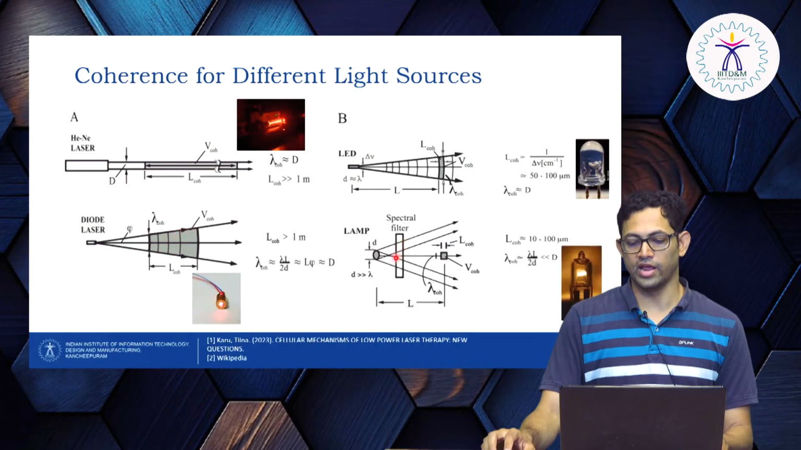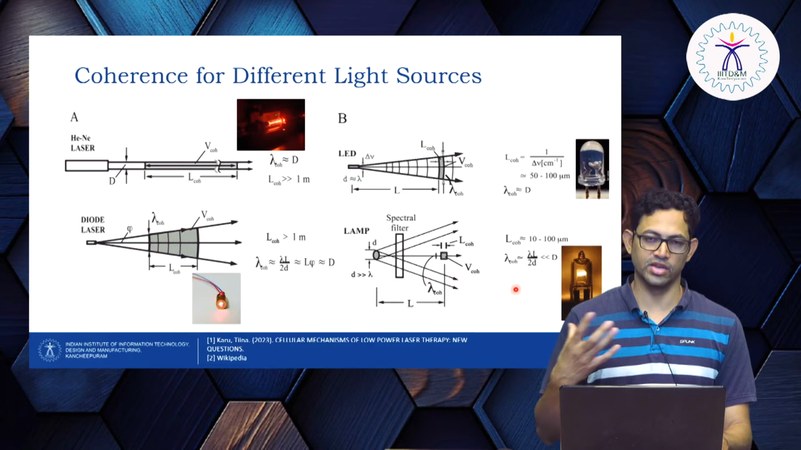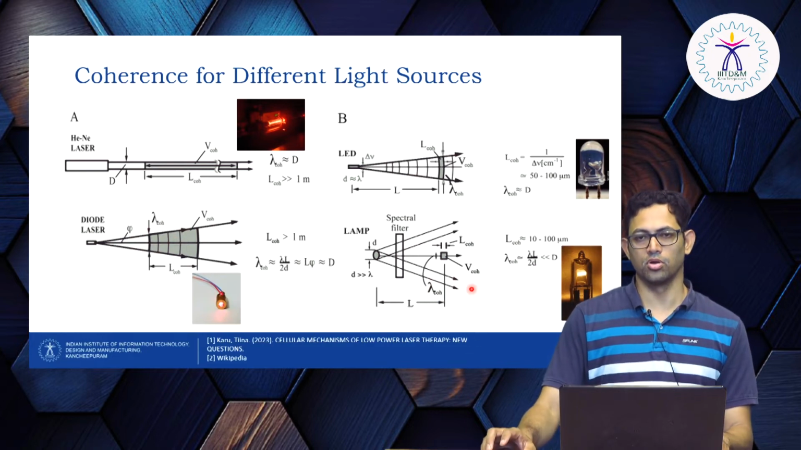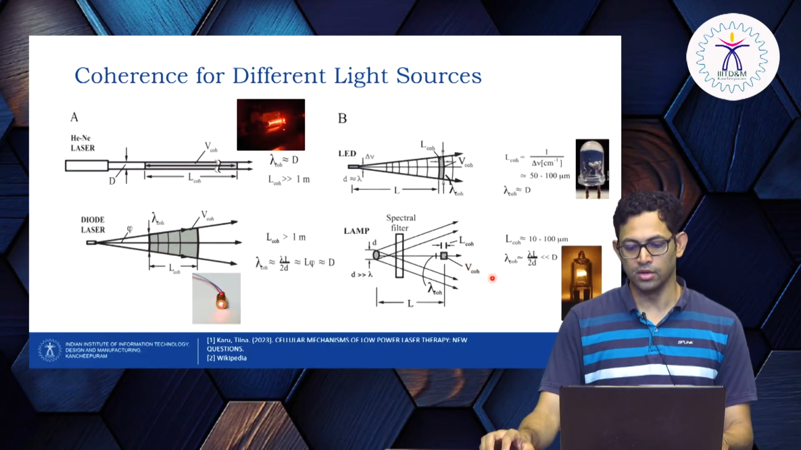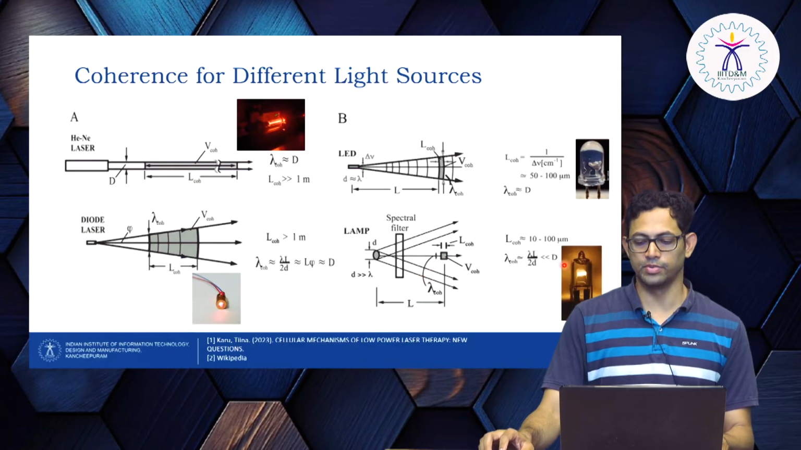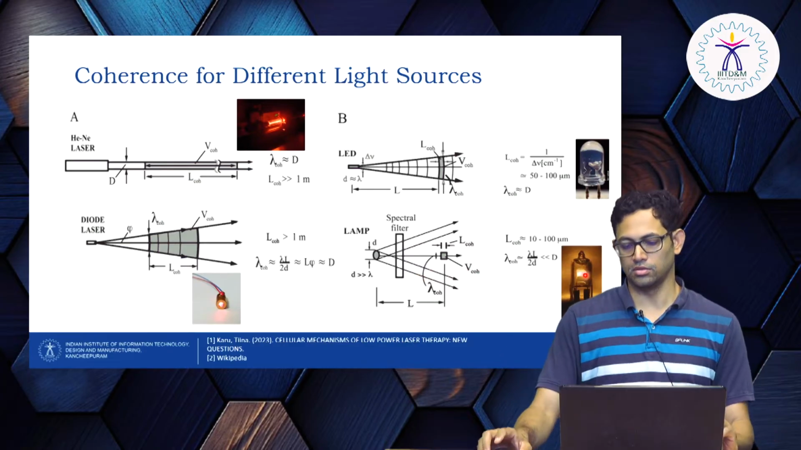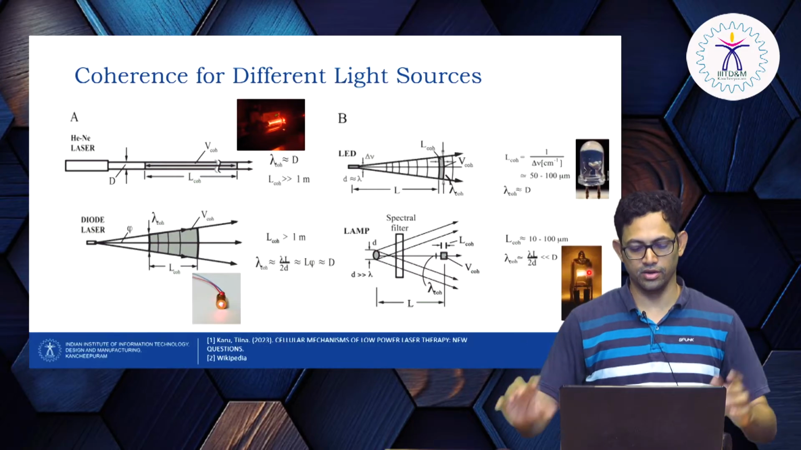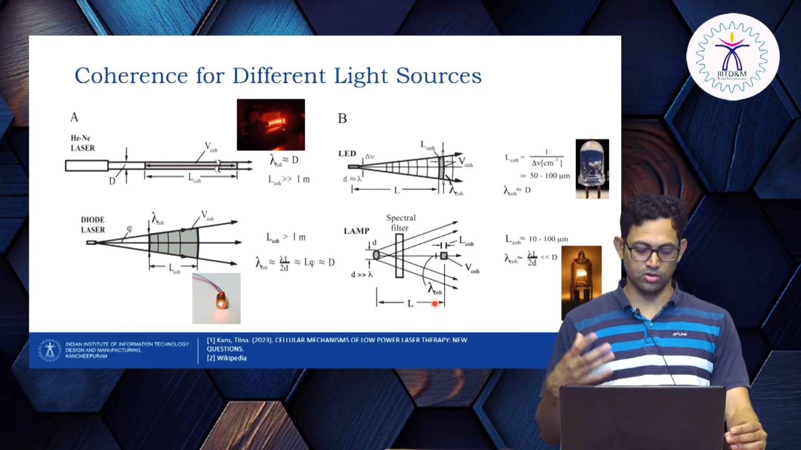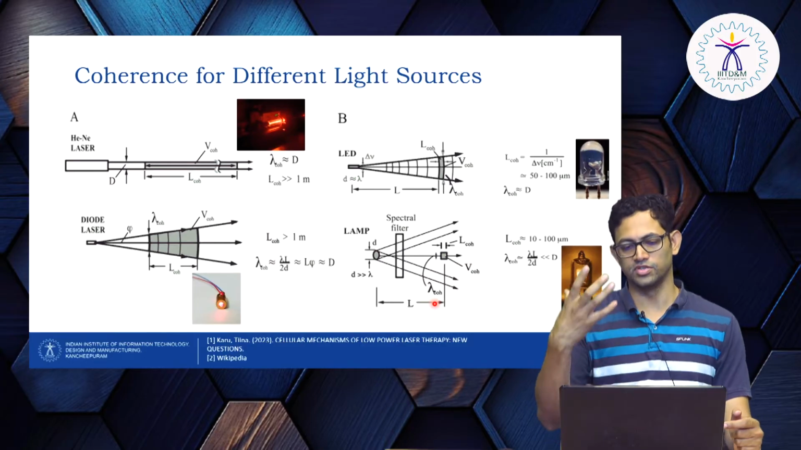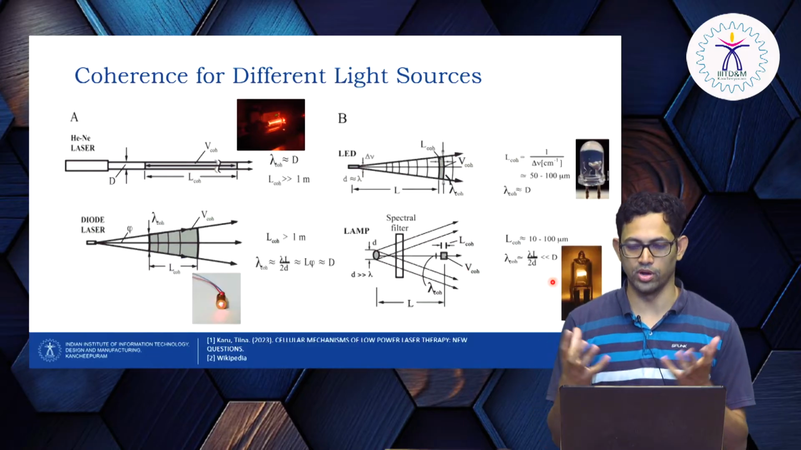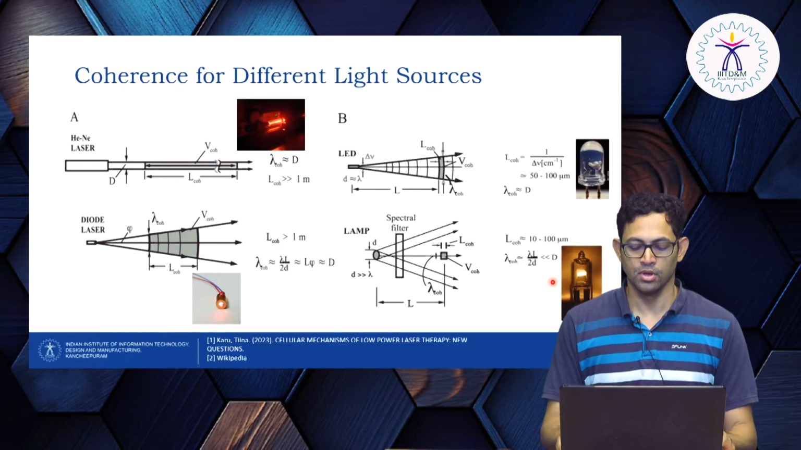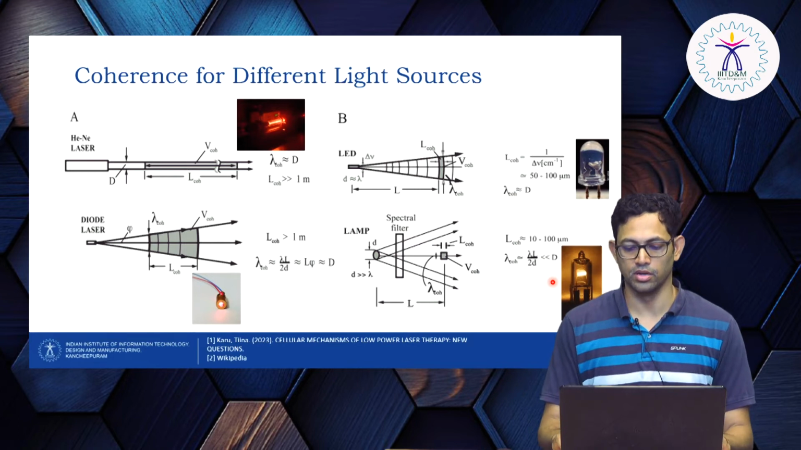You can also see for the lamp, which is on the right hand side bottom, that it has the lowest coherence length as well as the lowest temporal coherence time, right. That is again because the spectral width of the lamp is huge. But we can convert it into a spatially as well as temporally coherent source, as we will see at the end of this class. We can still convert this lamp into a coherent light source by applying some kind of filters and a pinhole as well.